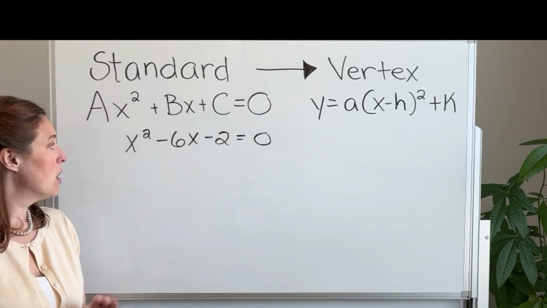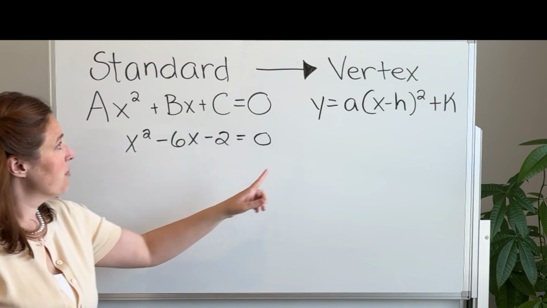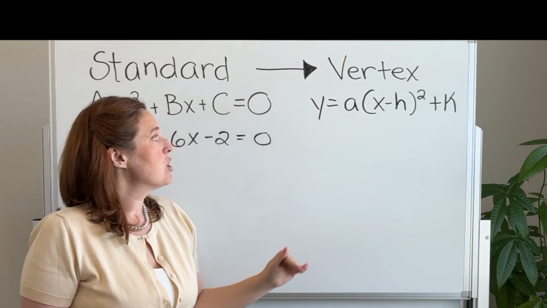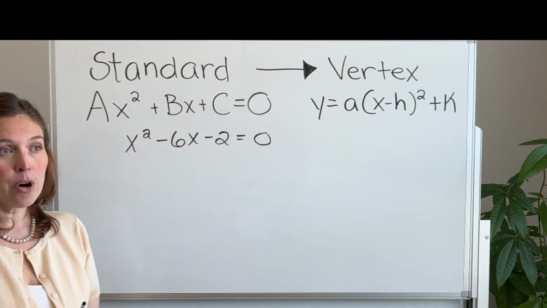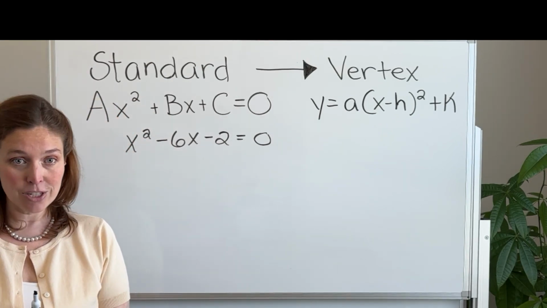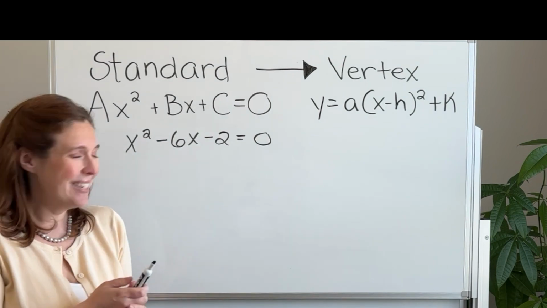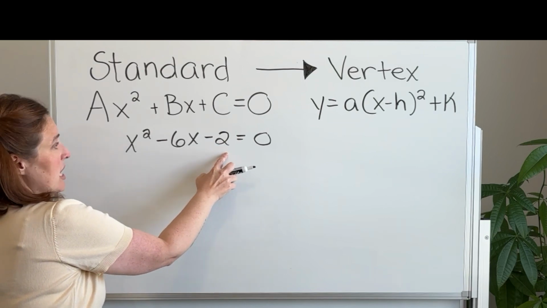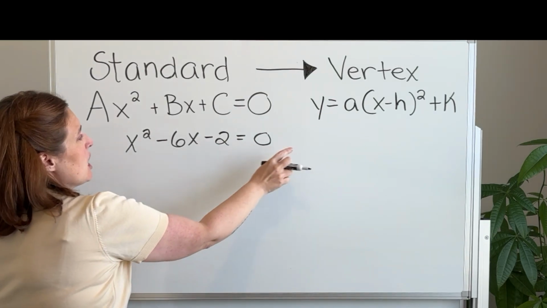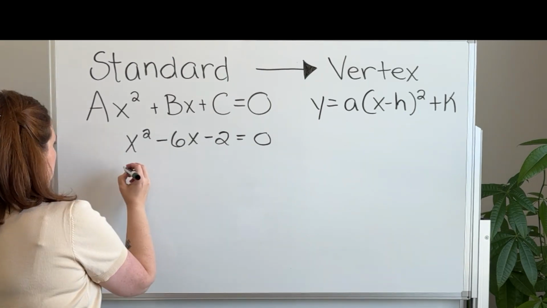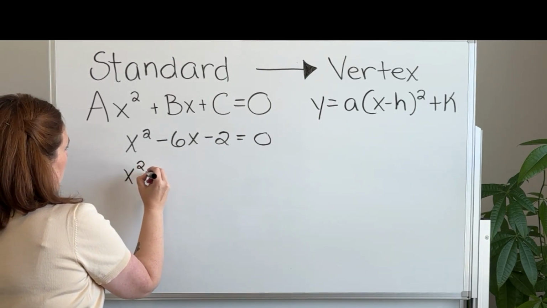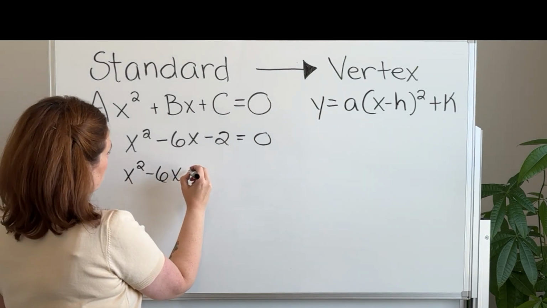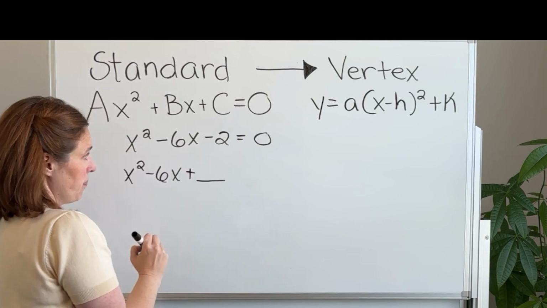Now if you look at the vertex form, you can see that there's a perfect square here. So if you want to convert anything to a perfect square, we have to do a process called completing the square. And it's super fun. With completing the square, we know that this 2 is not going to be a part of it, so we're just going to put that to the side for now. So we're going to have x squared minus 6x, and then we are going to put a number here. So we're going to have plus blank.